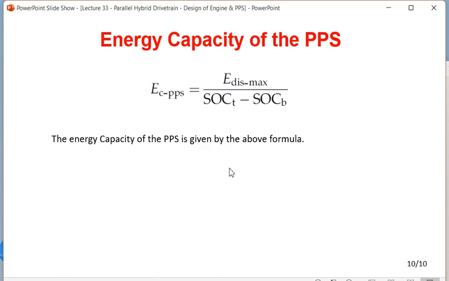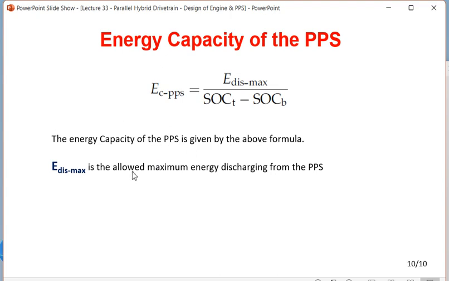Now the bottom SOC depends on the designer. If it is kept at 70, then SOC_T minus SOC_B will be 100 minus 70, which equals 30. That 30% will be represented as 0.3 in the denominator. So EC_PPS equals E_dis,max divided by 0.3. EC_PPS will be a lot greater than E_dis,max. To interpret these formulas, the energy capacity of the PPS is given by the above formula.